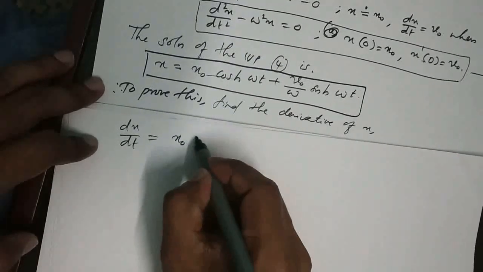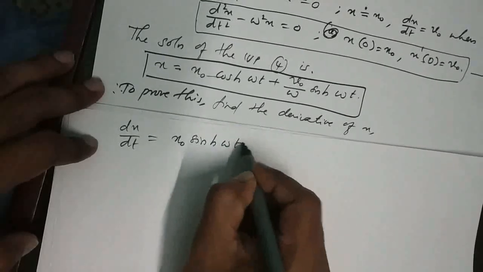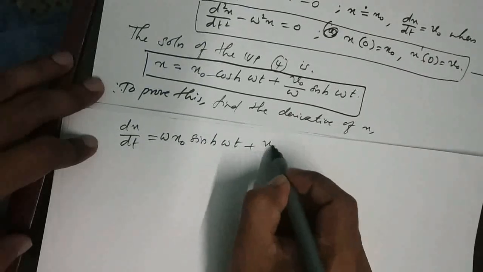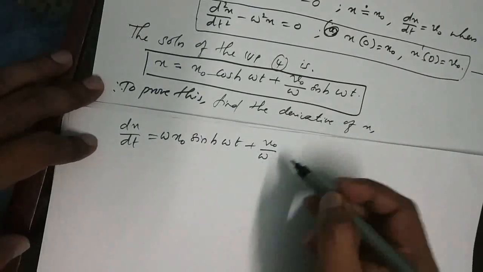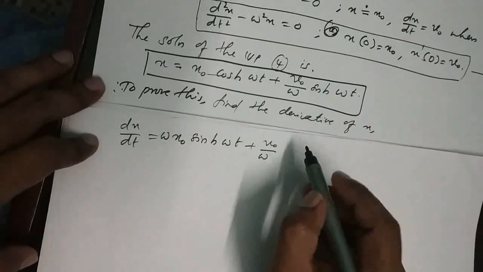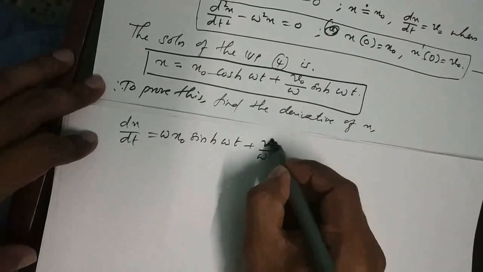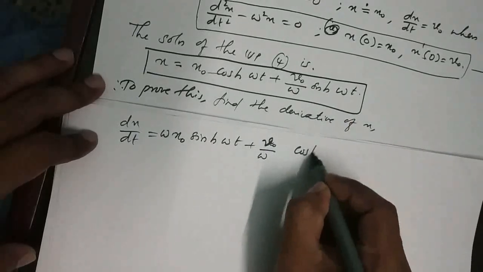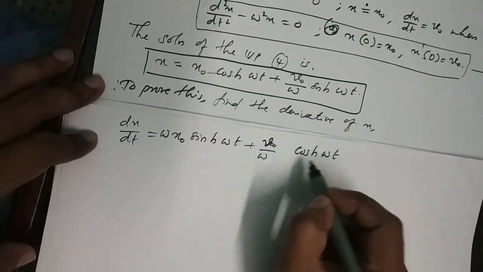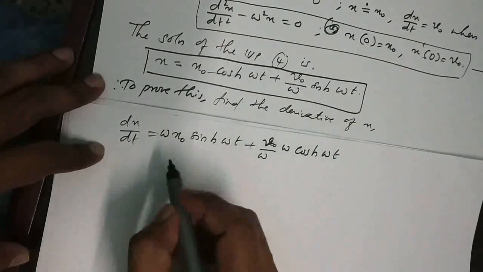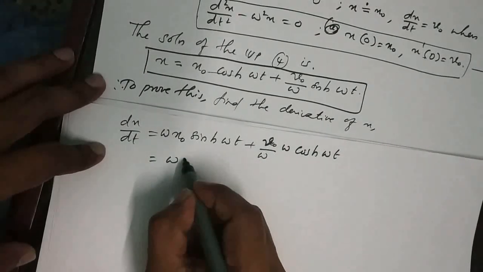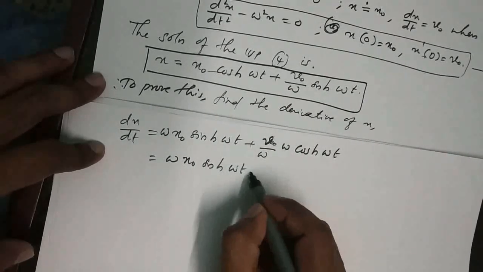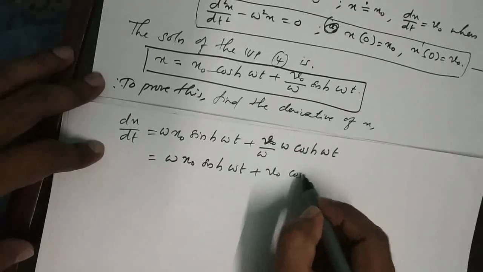So this is sinh of omega t into derivative of omega t, which is omega, right? Plus v naught divided by omega, which is a constant, into derivative of sinh of omega t. What is that? This is v naught actually. The derivative of sinh of omega t is cosh of omega t into derivative of omega t, which is omega. So omega gets cancelled. This is nothing but omega x naught sinh of omega t plus v naught into cosh of omega t.